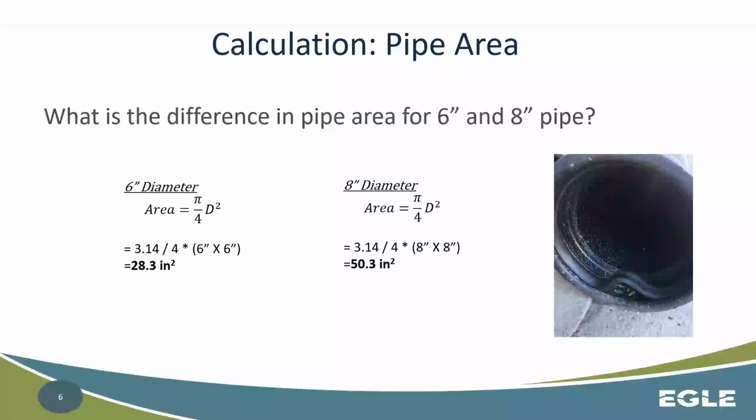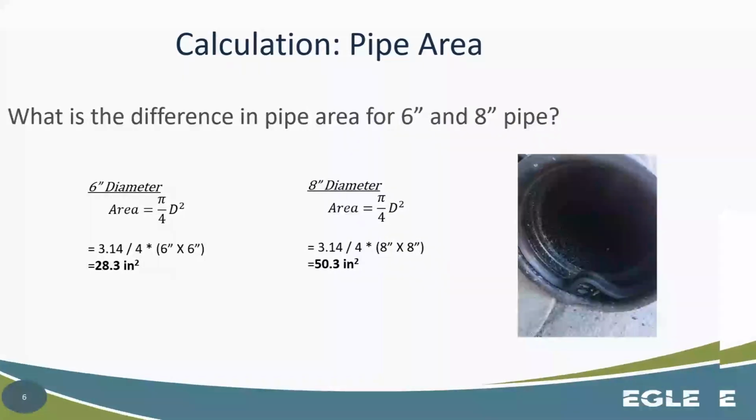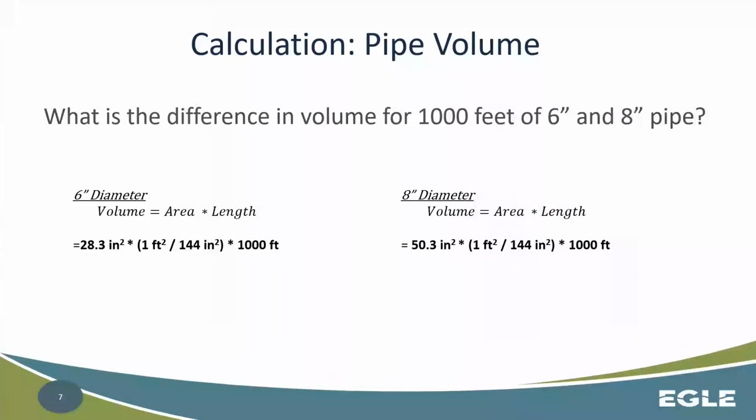So as you're going through and doing these water main projects, make sure you keep these things in the back of your mind. Okay, so as you can see here, that 6-inch diameter water main on the left is roughly 28 square inches in area, and then that 8-inch is 50. So just by increasing that diameter by 2 inches, you're nearly doubling the area of that internal piping. Okay.